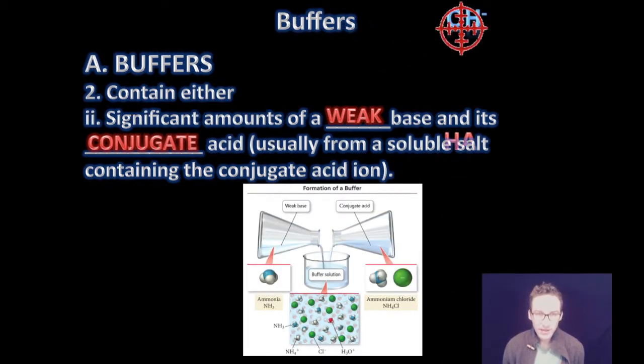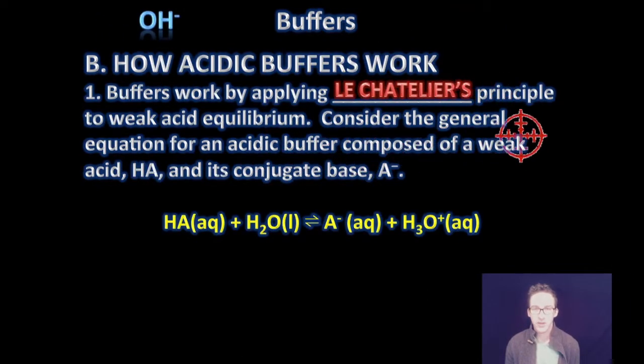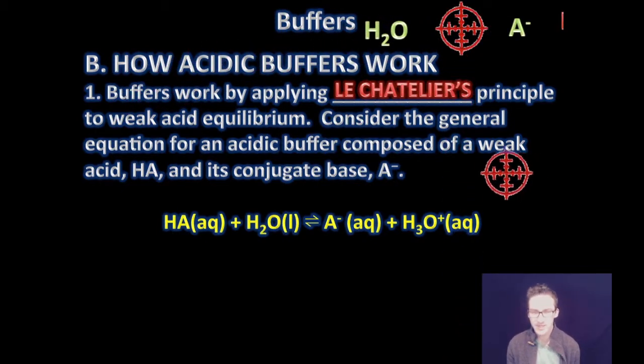You can also have a buffer that consists of a weak base and its conjugate acid. Once again, keep in mind though, its conjugate acid is going to be supplied from some soluble salt, as a weak base is not going to dissociate and therefore its conjugate acid has to come from some other source. Again, a thriller of a picture on your notes. Okay, so now we know sort of what a buffer does. It resists changes in pH, and we know what it consists of.